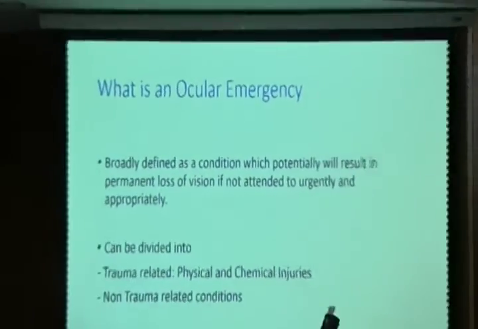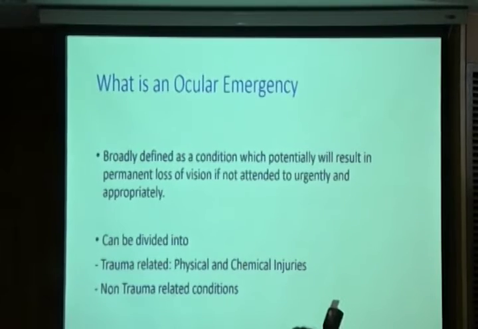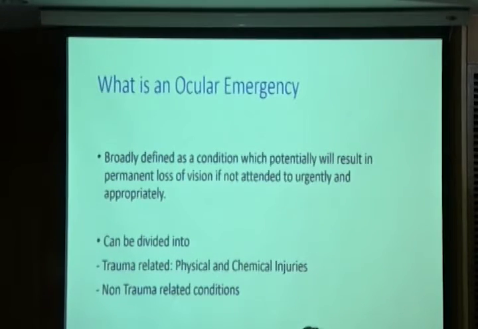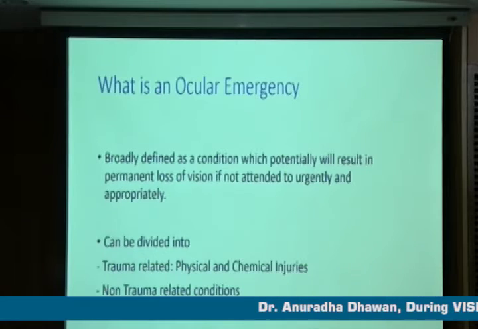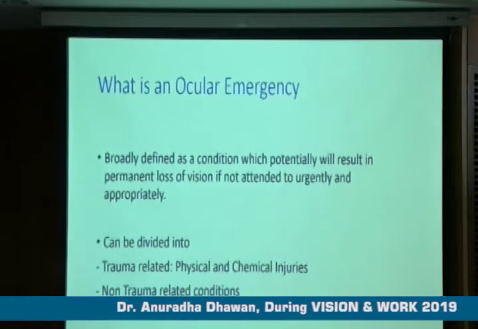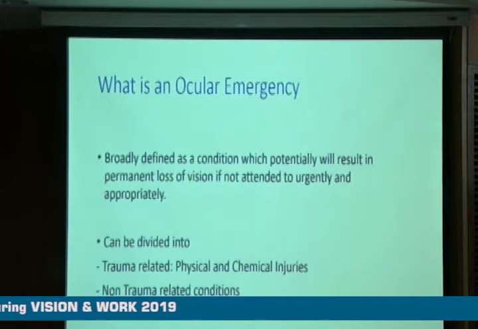Okay. So what is an ocular emergency? From our perspective as an ophthalmologist, I can define it as a condition which potentially will result in permanent loss of vision if it is not attended to urgently and appropriately. And with the word appropriately, I mean the appropriate referral also, because many a times a patient who is having an eye problem in the middle of night might not come into contact with an ophthalmologist but go to an emergency department of any hospital, and his first contact must be with a non-ophthalmologist person.